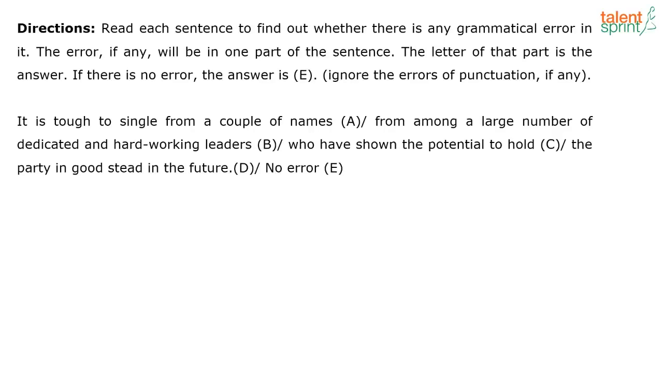Again, a long sentence. Where do you think the error is? Were you able to identify the error here in this question? Why would you say that? Basically, in the context, what meaning is the context talking about? It is tough to single from a couple of names, from among a large number of dedicated and hardworking leaders. So which means obviously this entire thing, right? Single from is incorrect. Single out is our expression, right?